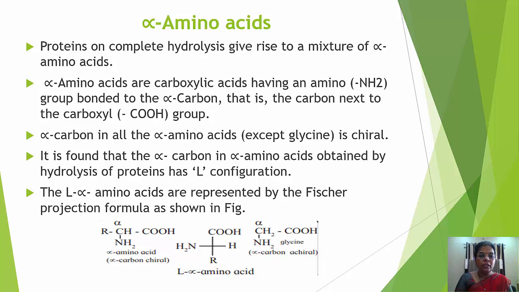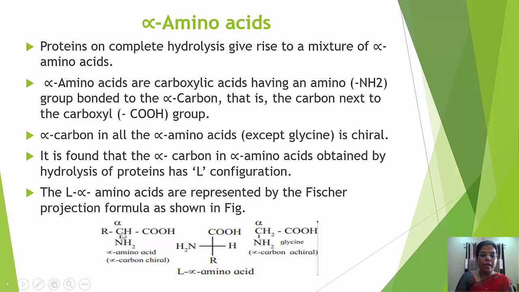This is the structure of alpha amino acid, RCHNH2COOH. Now this is the COOH group, that is the carboxylic acid group, which is bonded to this carbon atom. It is called the alpha carbon atom. This alpha carbon atom is bonded to an alkyl group and an NH2 group, that is the amine group. Here this amine group is present on the alpha carbon atom, therefore it is called alpha amino acid. This is an example of alpha amino acid.